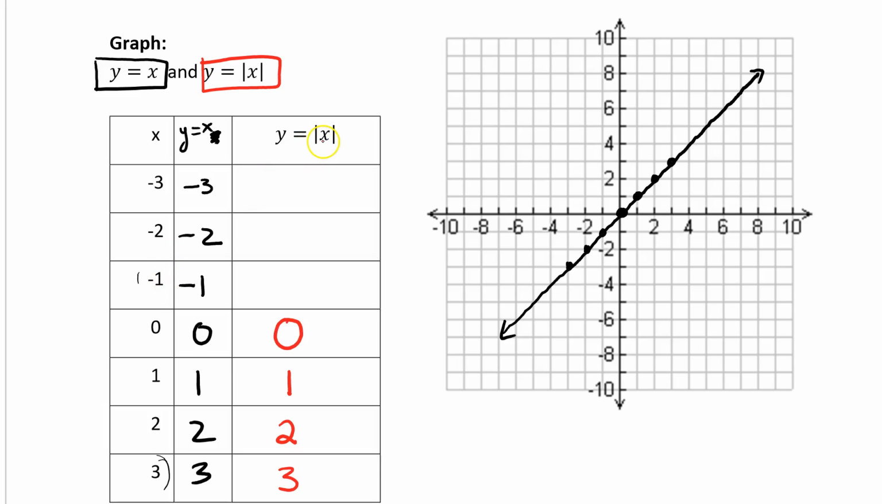If I substitute in negative 1 for this x, the absolute value of negative 1 is 1. If I substitute negative 2, the absolute value of negative 2 is positive 2. And the absolute value of negative 3 is positive 3. So if I were to plot these points, negative 3, comma 3, negative 3x, positive 3y. Negative 2x, positive 2y, negative 1x, positive 1y. I get, and this is just the same, 0, 0, 1, 1, 2, 2. This is what our absolute value function looks like.